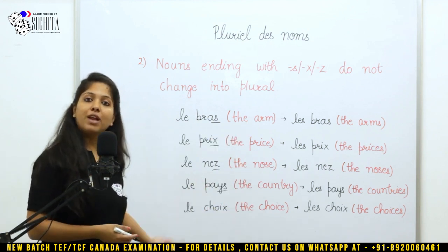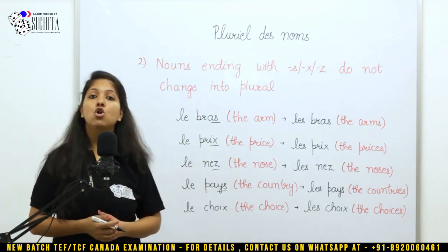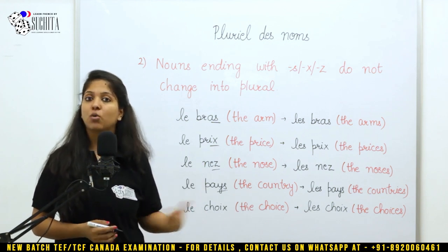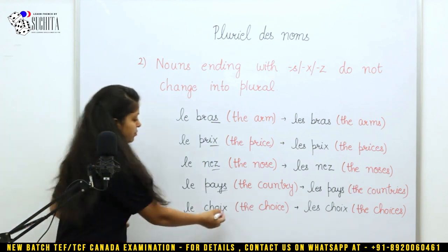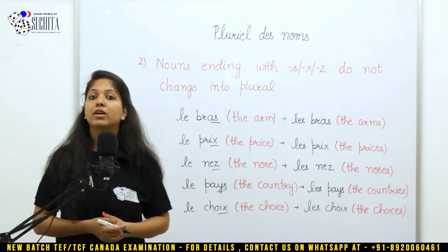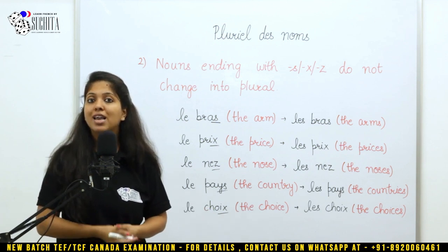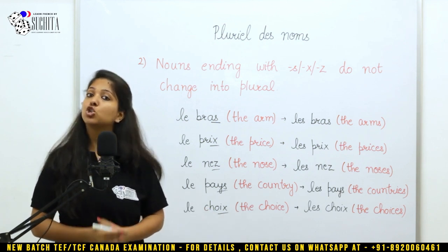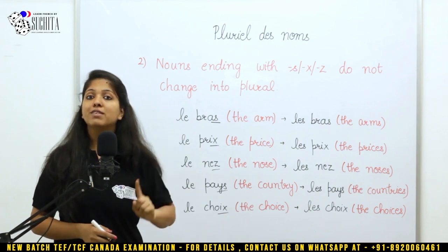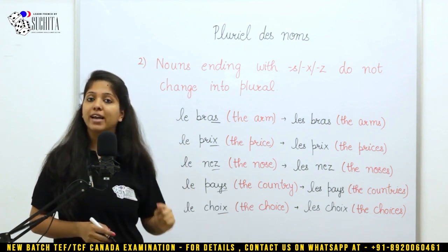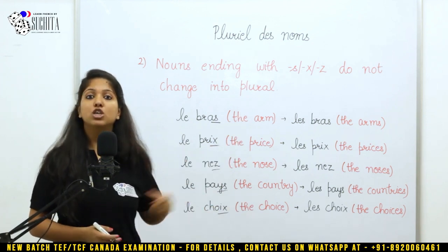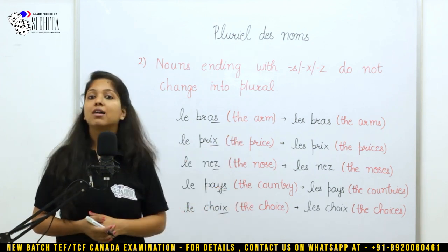Okay. Now the last example that we have is le choix. Le choix, which means the choice. Now it ends with an X in the singular form. So in order to make it plural, you will write les choix. Les choix, which means the choices. You just have to change the article. If the noun is ending with S or X or Z, you will not change anything in the noun and it becomes plural just by changing the article.